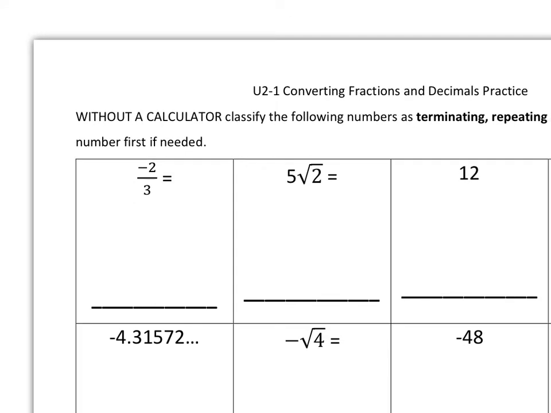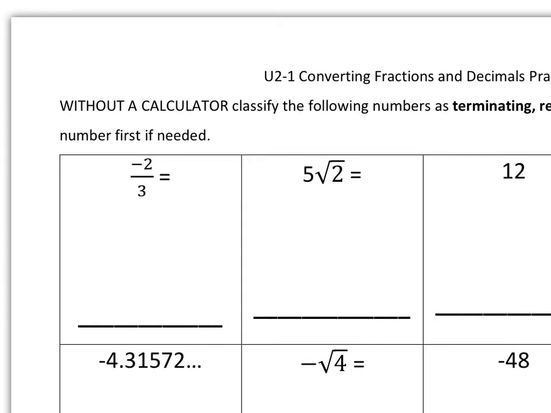Let's take a look at negative 2/3. It doesn't matter whether it's negative or positive. We just worry about the fraction. So 2/3 we did on the other side of our paper, and we said that that was 0.6 repeating, and since it's negative, we're going to put the negative here. So this would be a repeating decimal, because that's 0.6666, keep on going, that 6 continues to repeat.